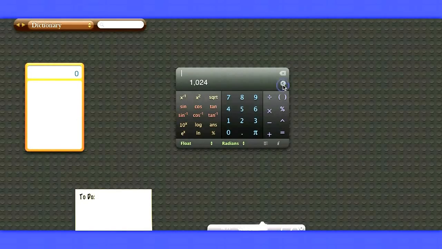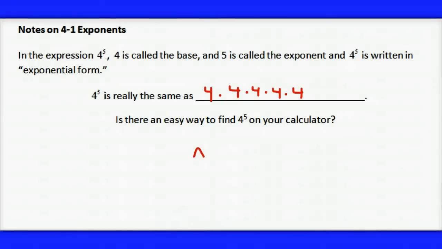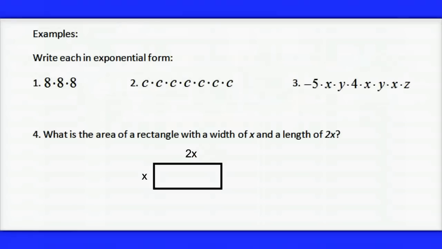Let me clear this out. Let's do 4 to the 5th power. We'd have 4, and then here's our little exponent key, 4 to the 5th, and that equals 1024. So that's how you use the exponent key on this calculator widget that I have on my dashboard. And I'll be showing you guys how to download that calculator onto your MacBook Airs a little bit later in the week. Let's take a look at some other examples involving exponents.